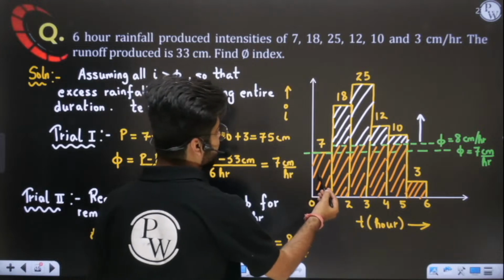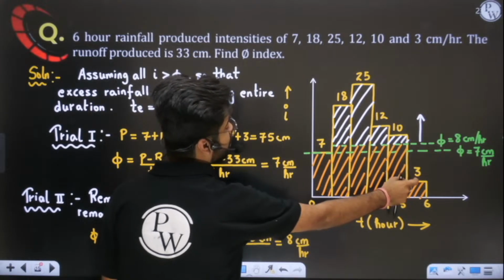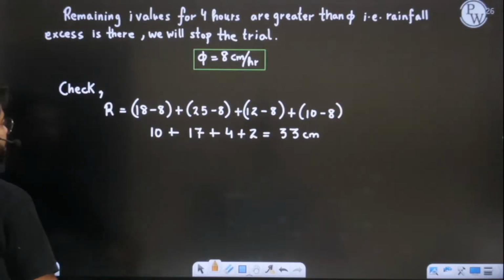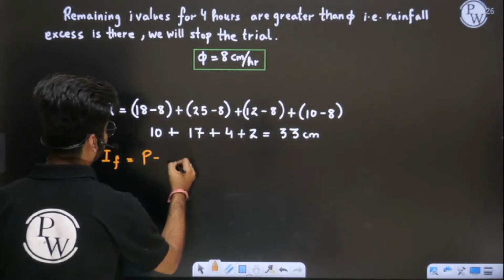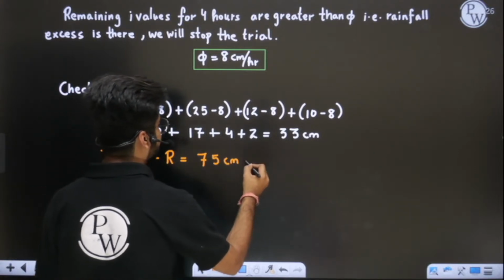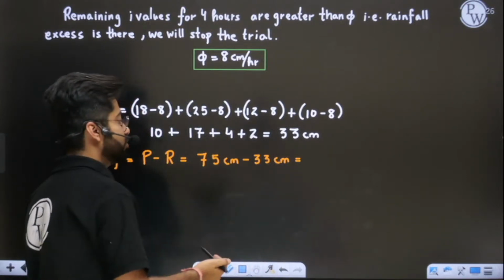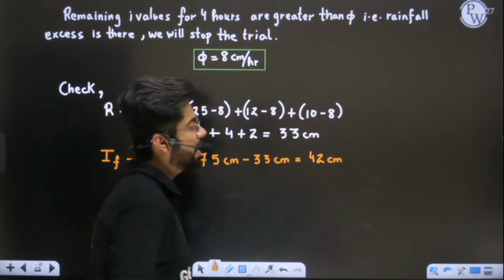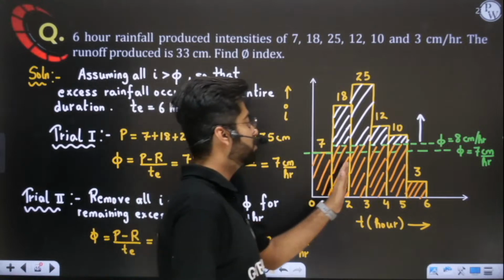So infiltration is 7 plus 8 plus 8 plus 8 plus 8 plus 3. So 8 four times is 32, 32 plus 10 is 42. Infiltration is 42. If you want to find infiltration here, from total precipitation you can subtract runoff. Total precipitation is 75 centimeter. Runoff is 33 centimeter, already given to you. When you subtract it, you will get 42. And from the graph itself, you will also be able to get 42.